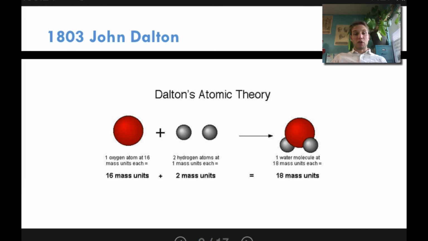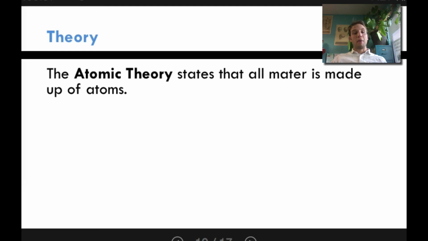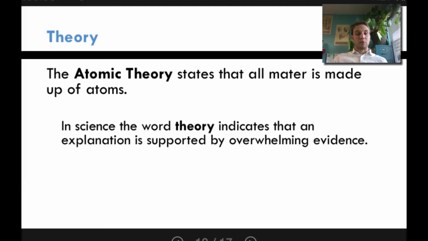Anyway, he was kind of the first, I guess you could say, modern scientist, starting in 1803, to start working on this atomic theory, or model of the atom, that is. So the atomic theory states that all matter is made up of atoms. You'll have to get that on your paper.